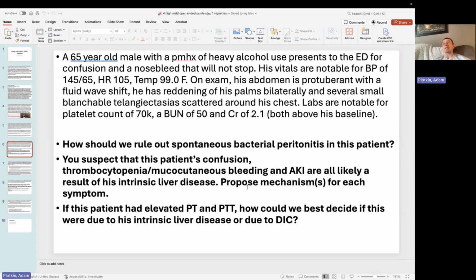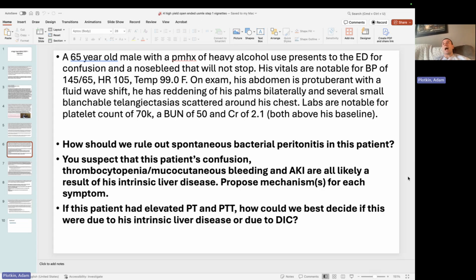Then we consider DIC, a consumptive coagulopathy. It's secondary to something major, like sepsis, pancreatitis, ARDS, cancer, etc., that causes an overactivation of platelets and clotting factors. So then we get clots everywhere, but then we use everything up. So then the patient starts bleeding out. And so you look at this patient, the vignette I gave you, he's got a nosebleed that's not stopping. And if I told you he had an elevated PT and PTT, you have to consider DIC.